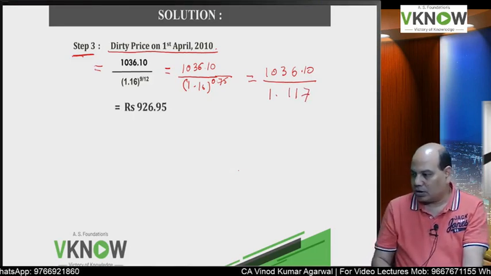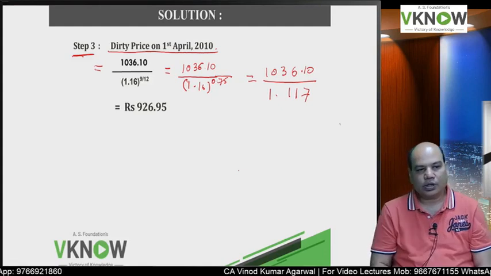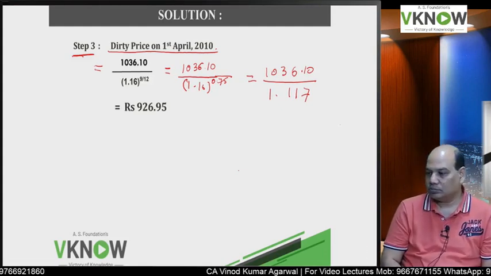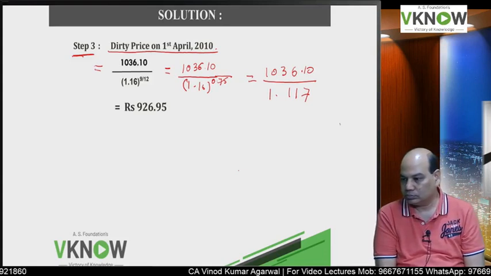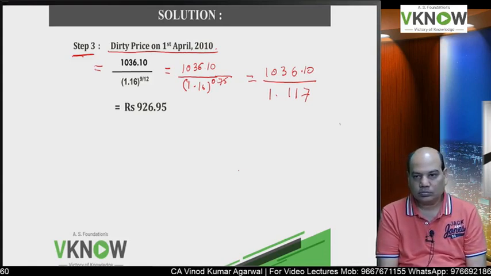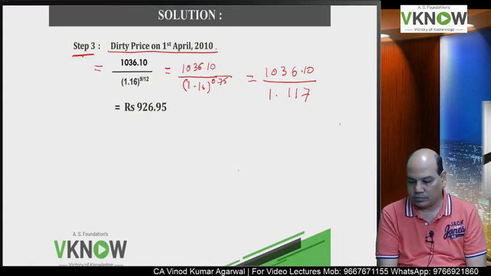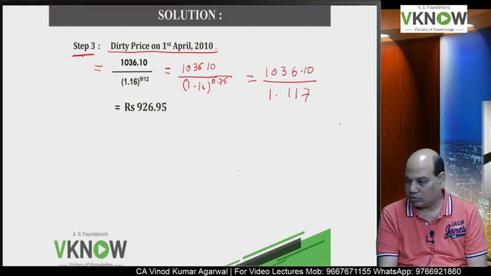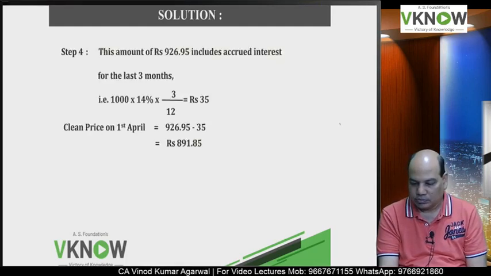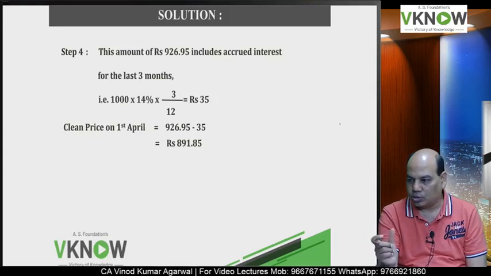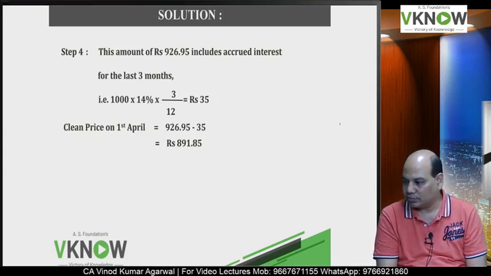Yes, Divya, what is the answer? 926.95 approximately. Say yes or no. 926.95. And now the last part is to find out the accrued interest and clean price.